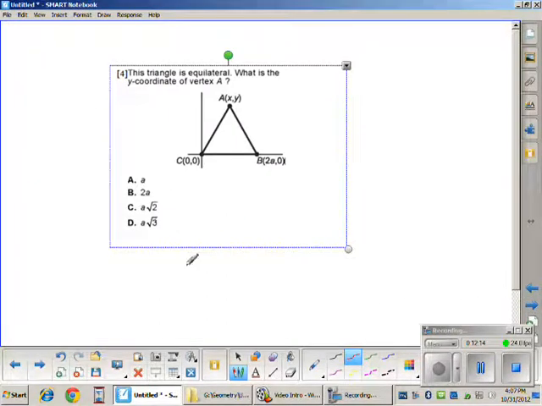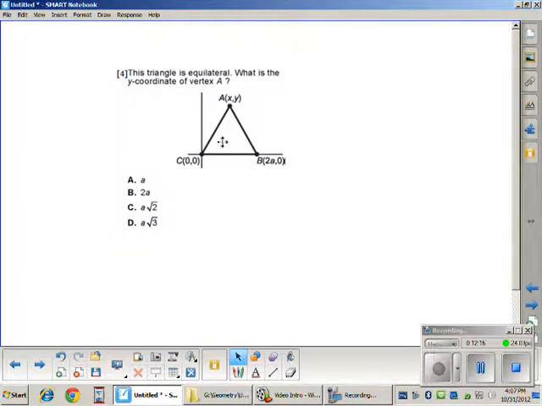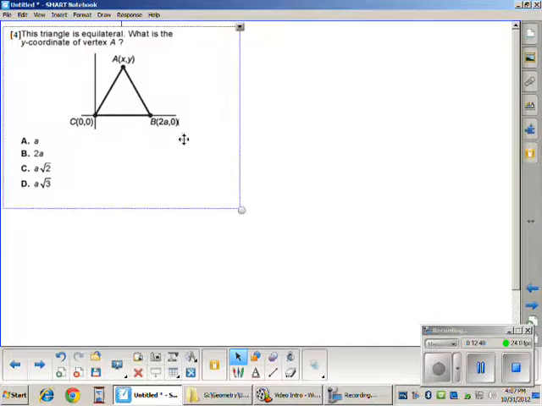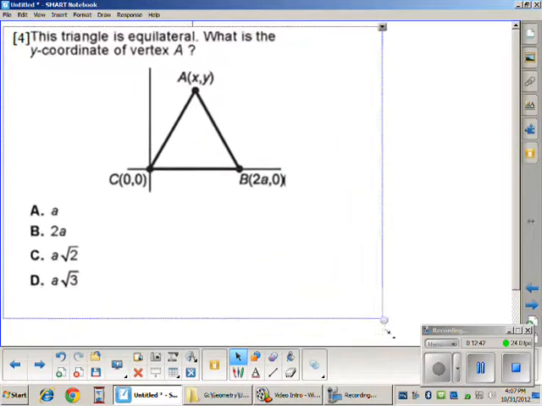Well, vertex A is given to be a variable xy, but the important thing here is that we have an equilateral triangle, meaning all 3 sides are the same. This is extremely significant because we're going to use this fact to actually find coordinate A. So I'm going to blow this up because this demands a little more space than we're used to.